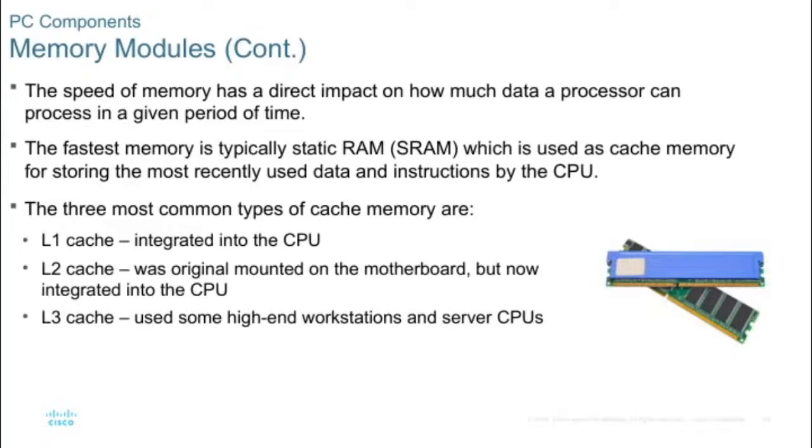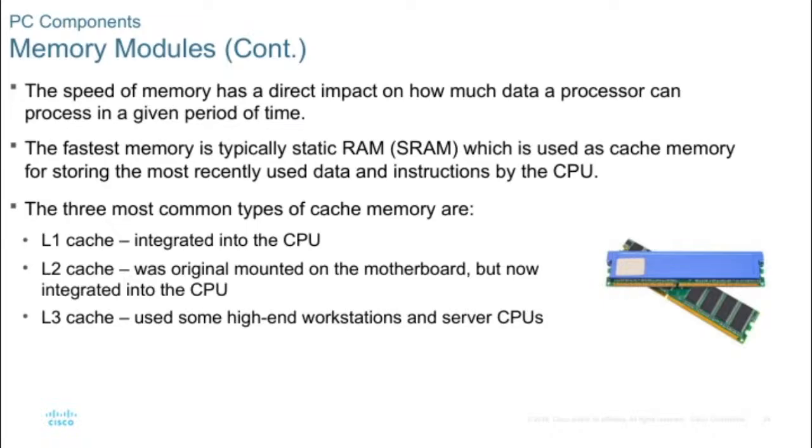Let's talk about the 3 most common types of cache memory. First, there's L1 cache, which is built right into the CPU itself. Then we have L2 cache. It used to sit on the motherboard, but now it's also integrated directly into the CPU. Finally, L3 cache is found mostly in high-end workstations and server processors.